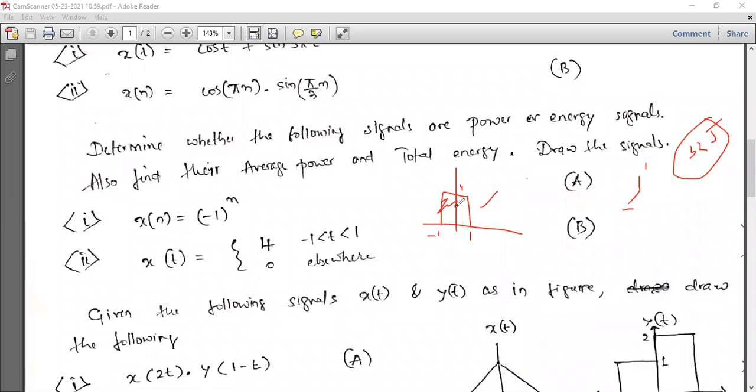So, 32 joules. Was it a power signal or energy signal? Energy signal, sir. Power was 0. So, whenever I ask for energy signal, you should write power as 0. You should have written power as 0.